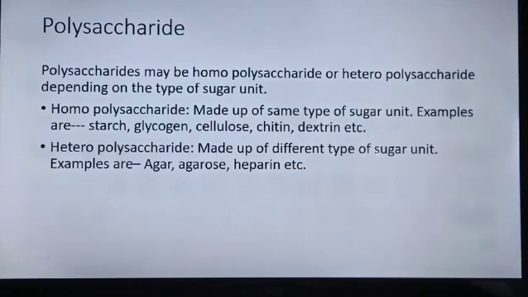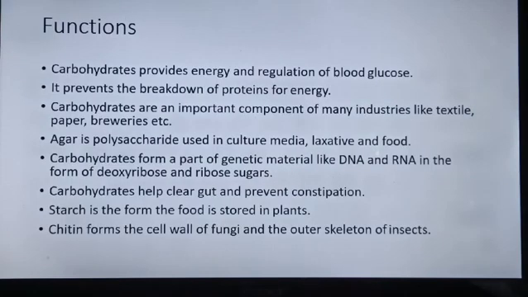Cellulose is a polysaccharide consisting of a linear chain of several hundreds to many thousands of glucose units joined by beta-1,4 linkage. Dextrin is produced by hydrolysis of starch or glycogen, and chitin is a major constituent in the exoskeleton of arthropods and the cell wall of fungi. Then examples of heteropolysaccharides are agar, agarose, heparin, etc.